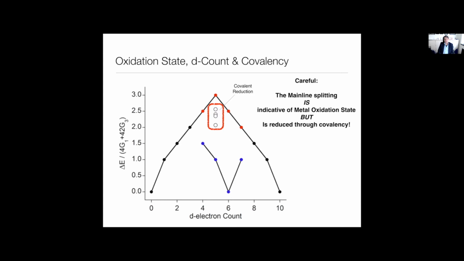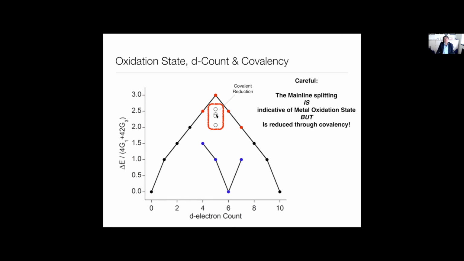Now I want to come back to that one qualification that I want to make in terms of relating the mainline splitting to oxidation state, and that is, yes, it is reacting to oxidation state in exactly the way that this graph is showing. However, the splitting is also modulated to a significant extent by covalency, and so the covalent reduction, so basically dilution of the metal d orbital, will also reduce that splitting by means of that equation that I've shown you.